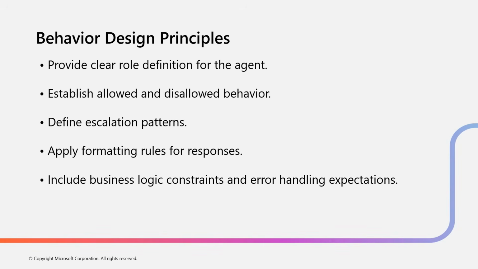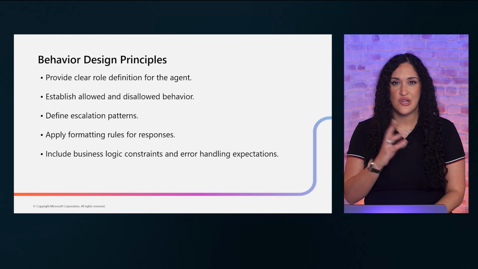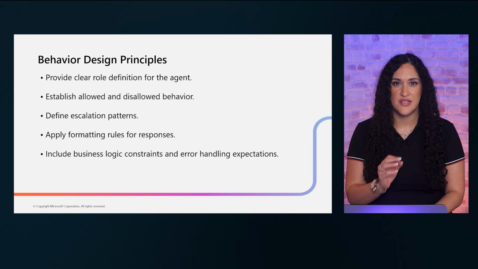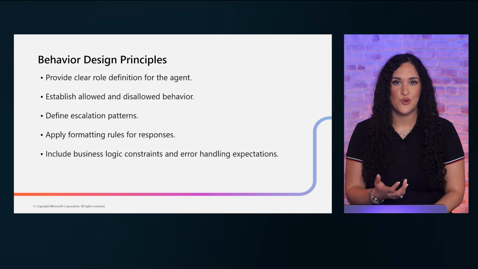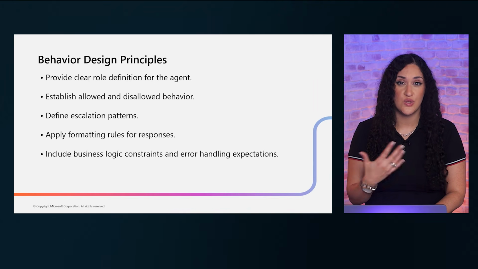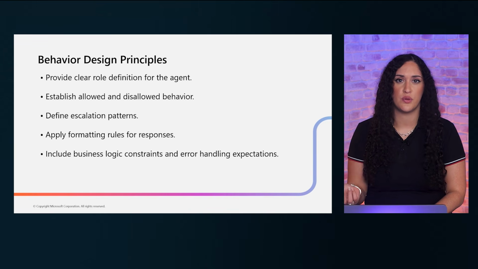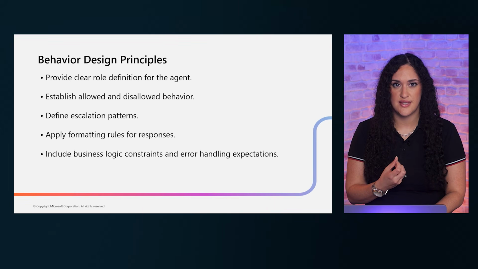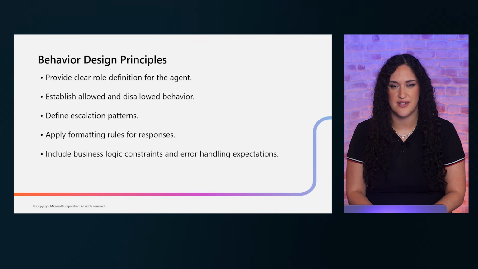Here are the key behavior design principles every architect should follow. Provide specific role definitions. Establish allowed and disallowed behaviors explicitly. Define escalation patterns for when the agent encounters situations beyond its scope. Apply formatting rules for consistent responses, and include business logic constraints and error handling expectations.